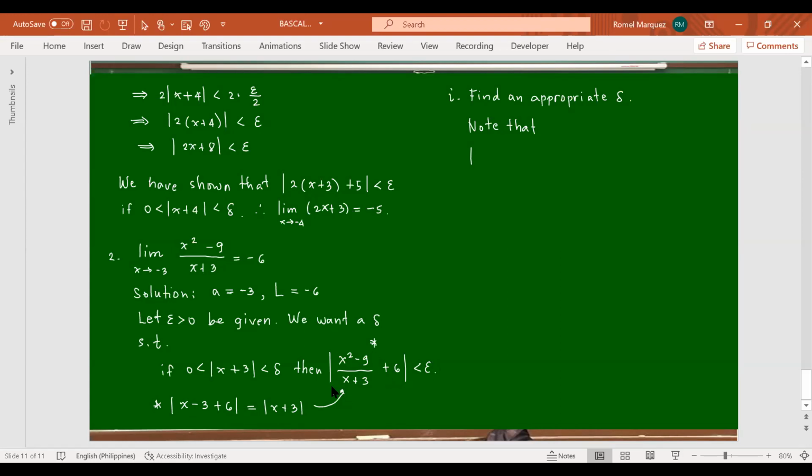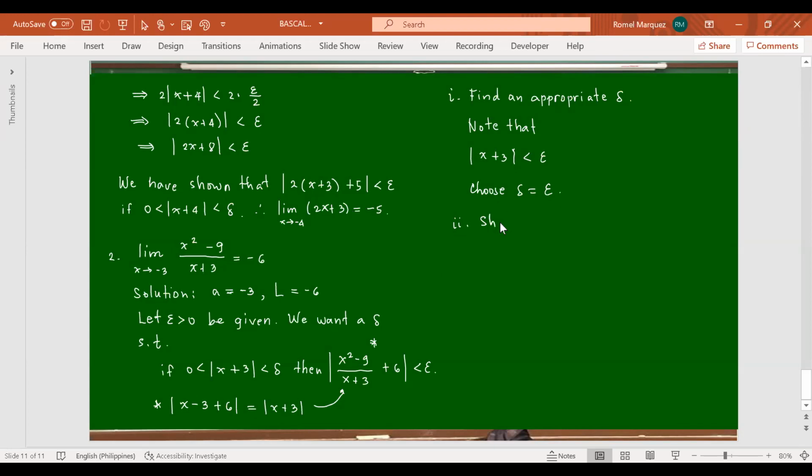So I'm not going to make use of the complicated form. I can now begin with x plus 3, and that is supposed to be less than epsilon. So what is the appropriate delta, guys? Choose delta equals epsilon. Of course, any delta that is less than epsilon can be chosen also. Okay, guys? Second step, let's check if this will work.